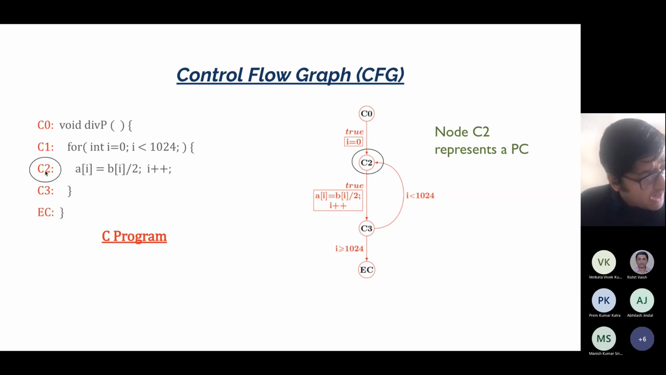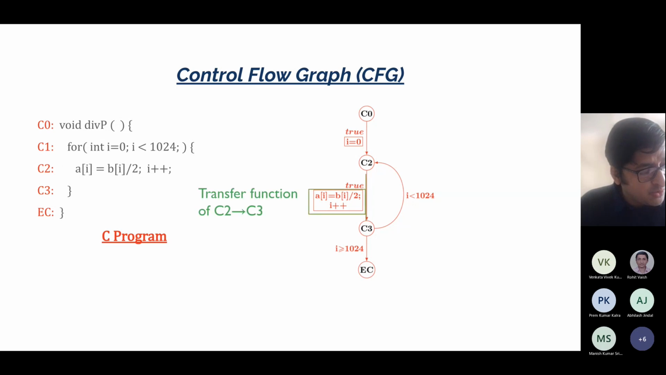And a CFG node represents a PC, and each edge represents a transition. For example, the C2 node in the CFG represents the C2 PC in the C program. A transition from C2 to C3 is represented as an edge in the CFG. So this green thing here.